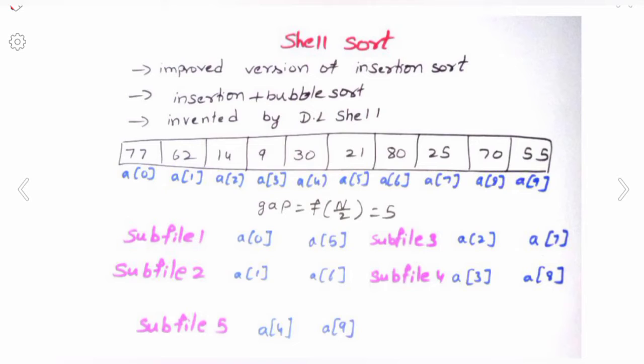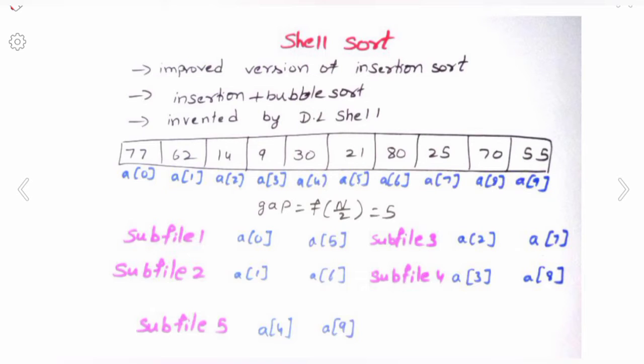About the shell sort. This is also one of the sorting techniques in data structures. There are actually two types of sorting techniques in the insertion sort: the simple insertion sort and the shell sort. If you want to know about the simple insertion sort, I am going to provide the link below in the description box.